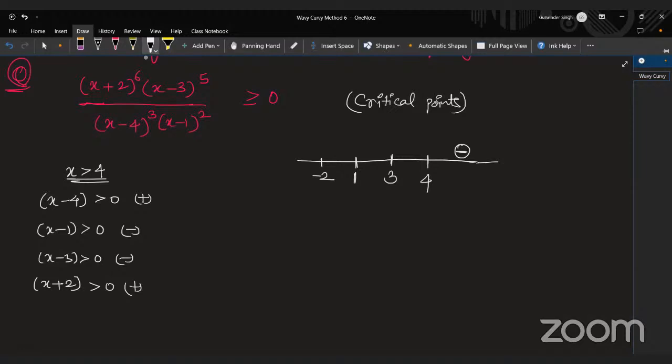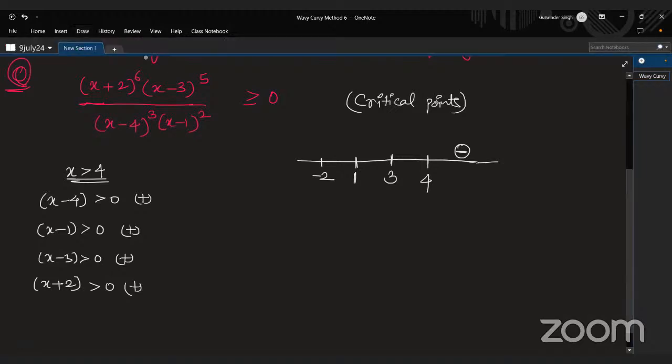If x is greater than 4, then it is greater than 1 also, right? If x is greater than 4, it is something like 4.5, 4.2, anything, 5. So x minus 1 will also be positive, x minus 3 will also be positive, x plus 2 will also be positive. So it is positive to the 6th power, positive to the 5th power, positive to the 3rd power, and positive to the 2nd power. So our final answer will be positive only. So on the right side of 4, this function will be positive only.